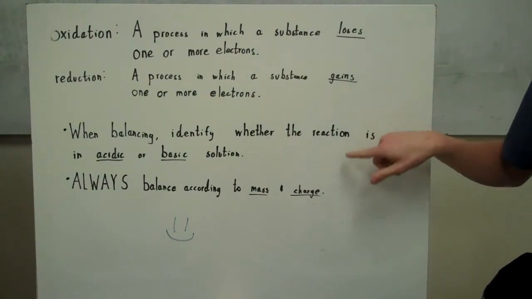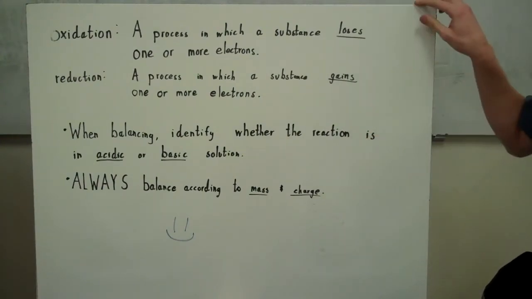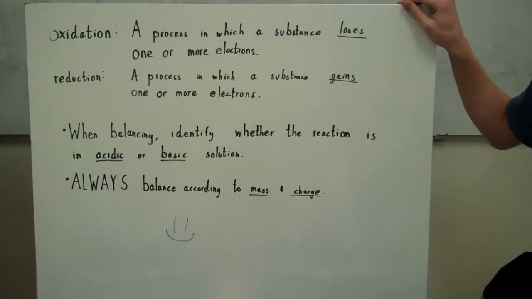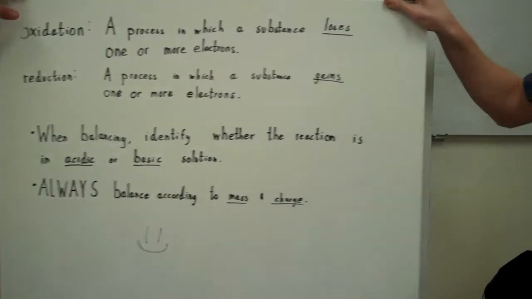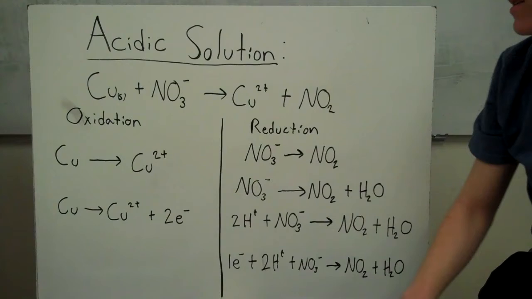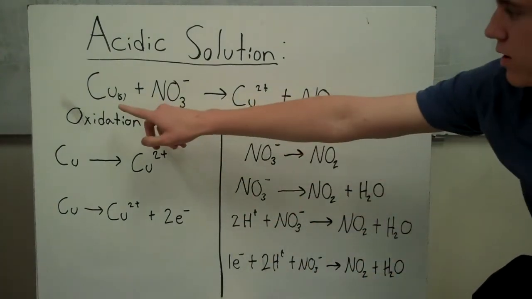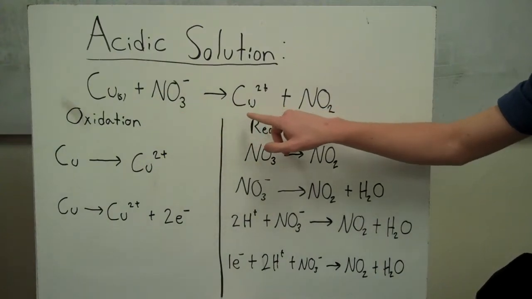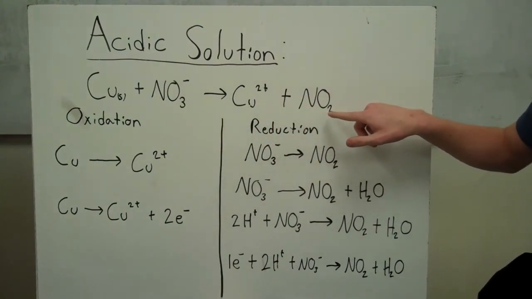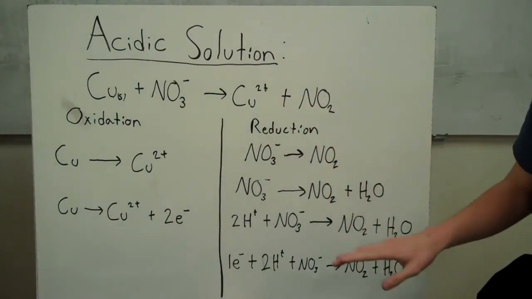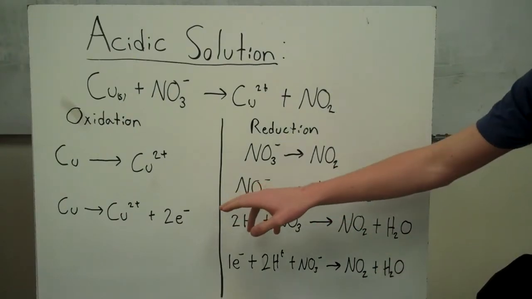And especially with redox reactions, you have to identify whether the reaction is taking place in a basic or acidic solution. So let's practice. In an acidic solution, you have some copper and some nitrate ions, yielding copper 2 plus ions and NO2. First, identify your reduction and your oxidation reaction.